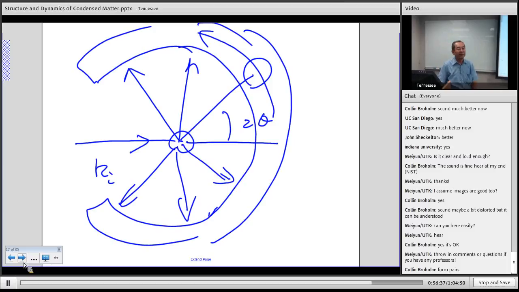NOMAD diffractometer is a neutron diffractometer, and the usual neutron count is much lower than X-rays. But this one achieves 1,000,000 counts per second, 10 to the 6 counts per second. It's an enormously high intensity for neutron scattering. It's almost like X-ray scattering. So you can do the powder measurement in a very short time. Minutes instead of hours.